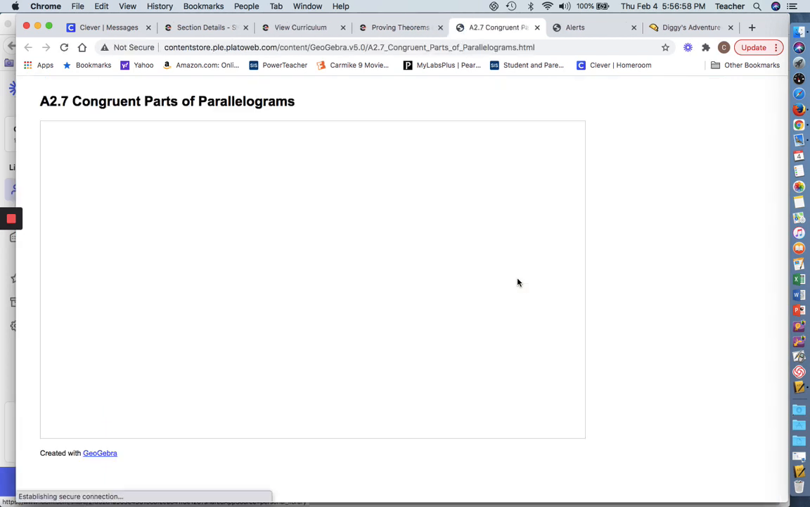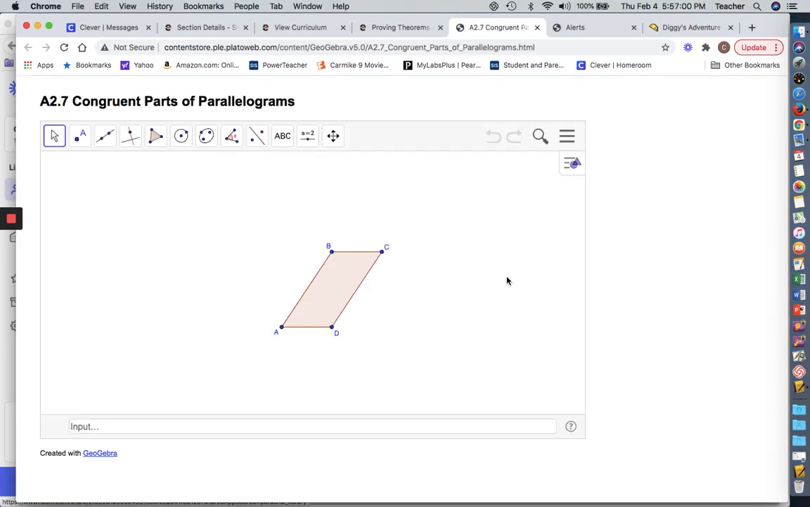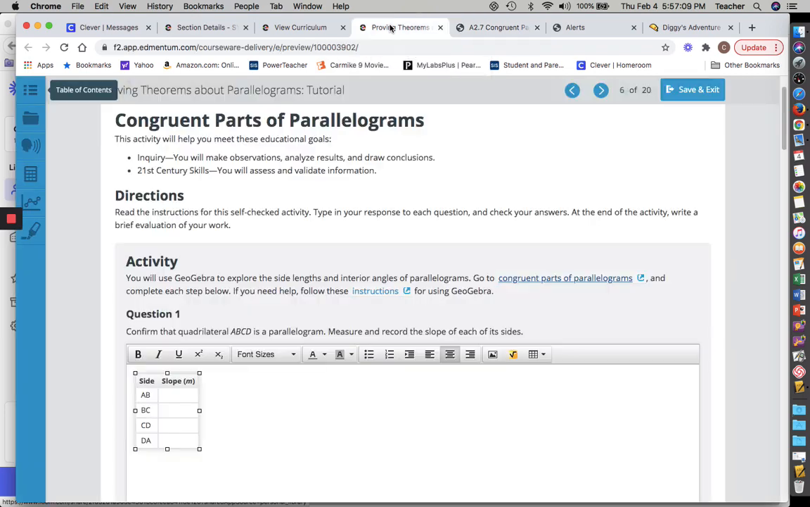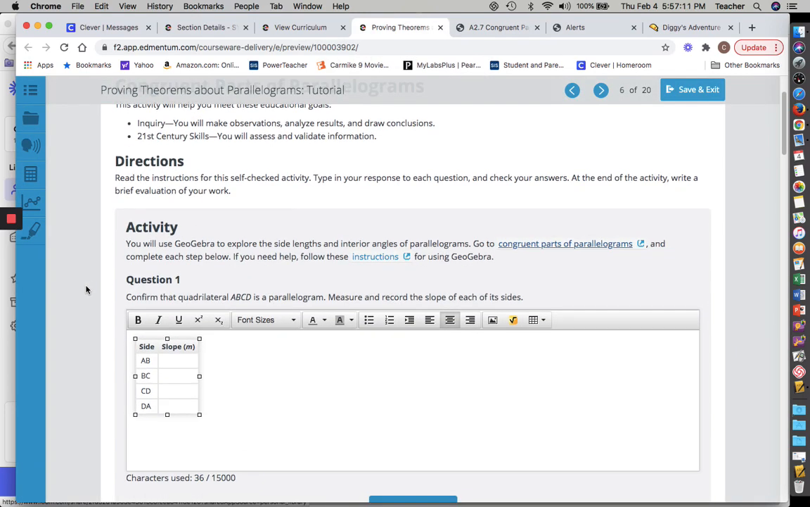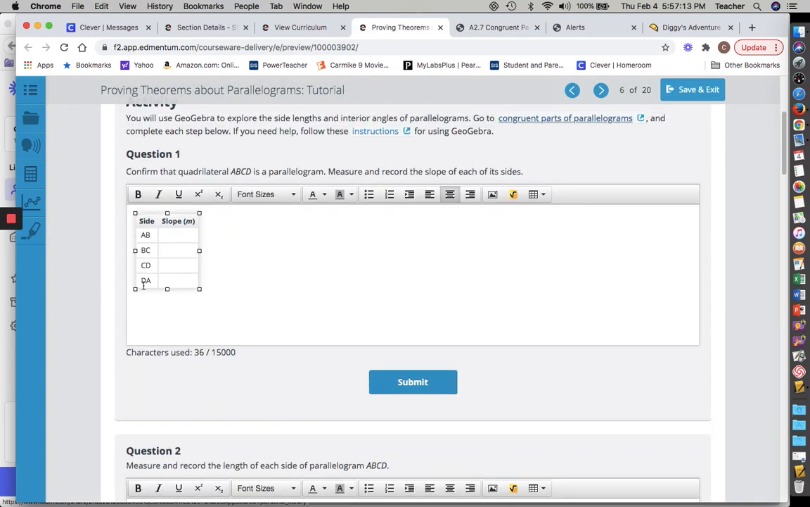So click on my GeoGebra activity. All right, so I'm looking at my standard parallelogram. Got four sides, AB, BC, CD, and DA. Well, let's see what it wants us to do. All right, so I've already got my letters in here. So I need to find the slope of each one. So parallelogram, find the slope.